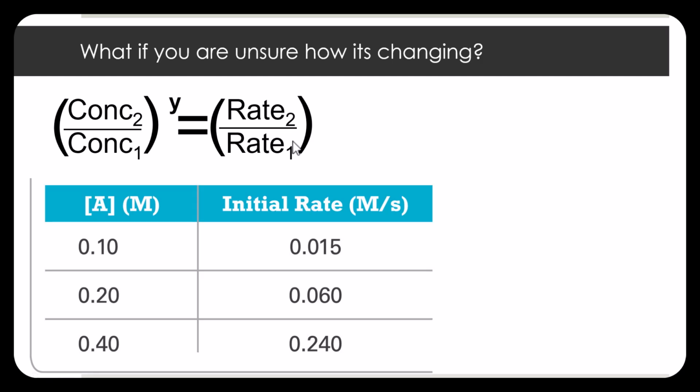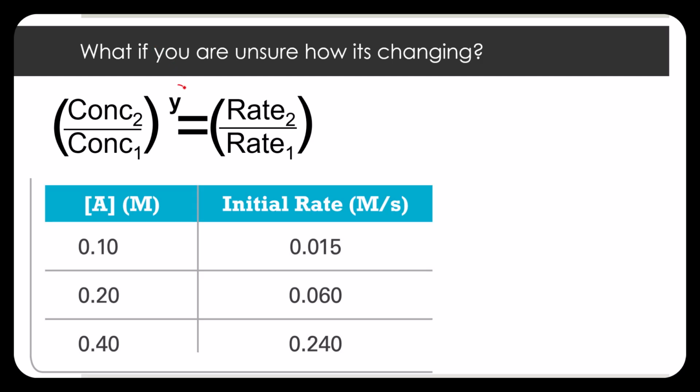Biggest mistake that students make is not matching up or lining up trials. So if trial 2 is on the top, rate of trial 2 is also on the top. If concentration of trial 1 is on the bottom, rate of trial 1 is also on the bottom. So that would be my biggest tip here, is make sure your trials are lined up.